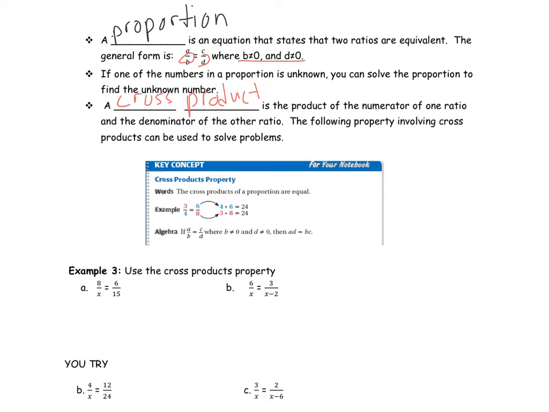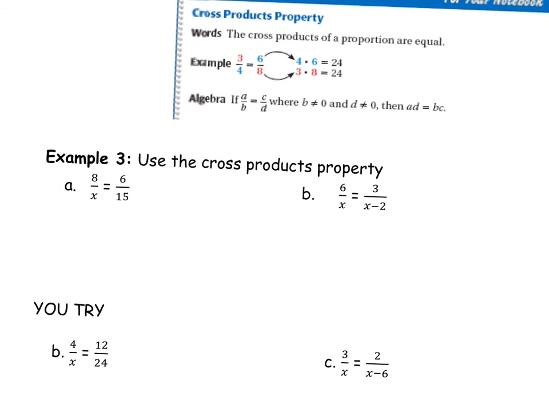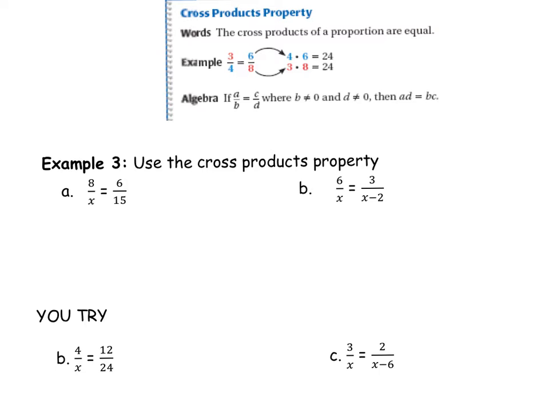All right, so let's look at example 3. It says use the cross product property. That just means cross multiply. So when I cross multiply, I take these two numbers and I multiply them. So 6 times x, 6x, equals 8 times 15, which is 120. Now I have an equation that you guys can go ahead and solve. I just need to divide each side by 6 to undo that multiplication. And I get x equals 20.